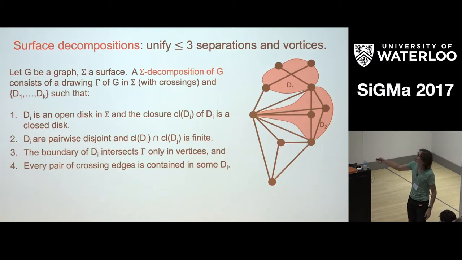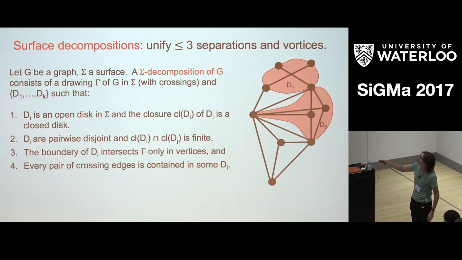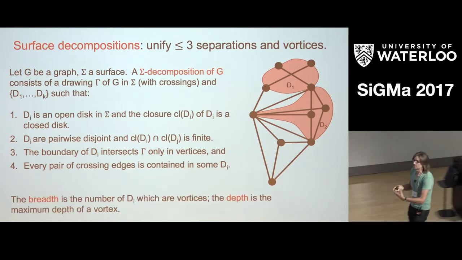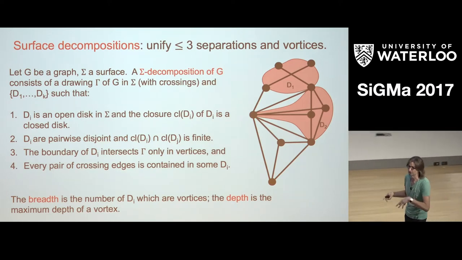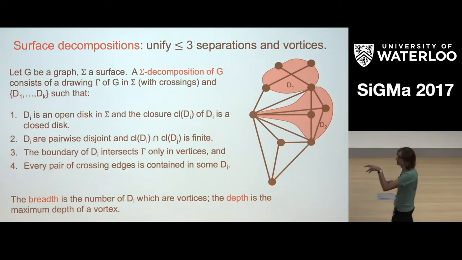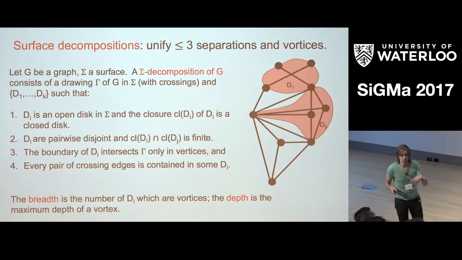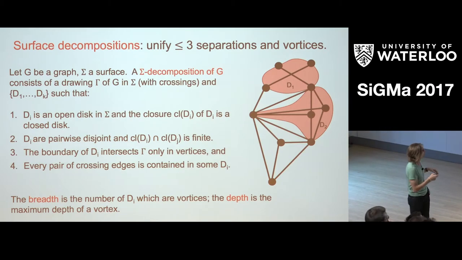So now I'm allowed to sort of sweep duplicated vertices of degree 3 into a disk here, and also have disks that intersect the graph in 4 or more vertices, right? So the breadth of this decomposition is the total number of disks with at least 4 vertices on the boundary. And the depth of the decomposition is the maximum depth of all these vertices.